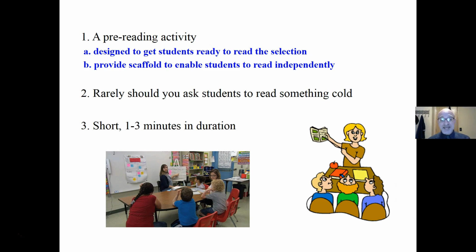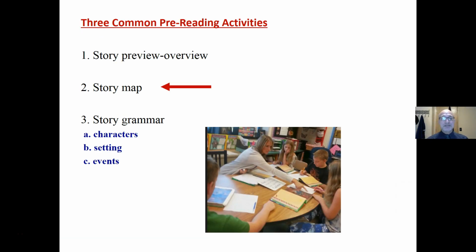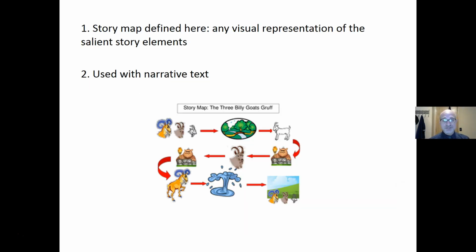Now, pre-reading activities are short, 1 to 3 minutes in duration. And again, the purpose is to enable students to read the story independently. Three common pre-reading activities: story preview, overview, story map, and story grammar. Now, these are all used with narrative text or stories, not with expository text or informational text.